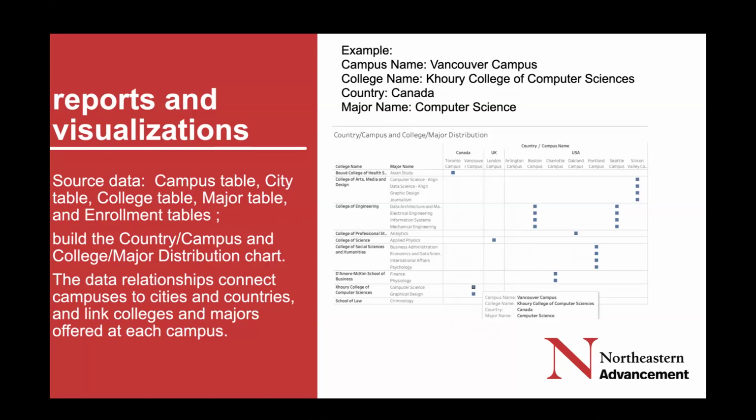And from this visualization, you can read the data relationships, connect campuses to cities and countries, and link the colleges and the majors offered at each campus. And here I select one spot, which shows the information about Vancouver campus, the College of Computer Science, located in Canada, and the major name is Computer Science.